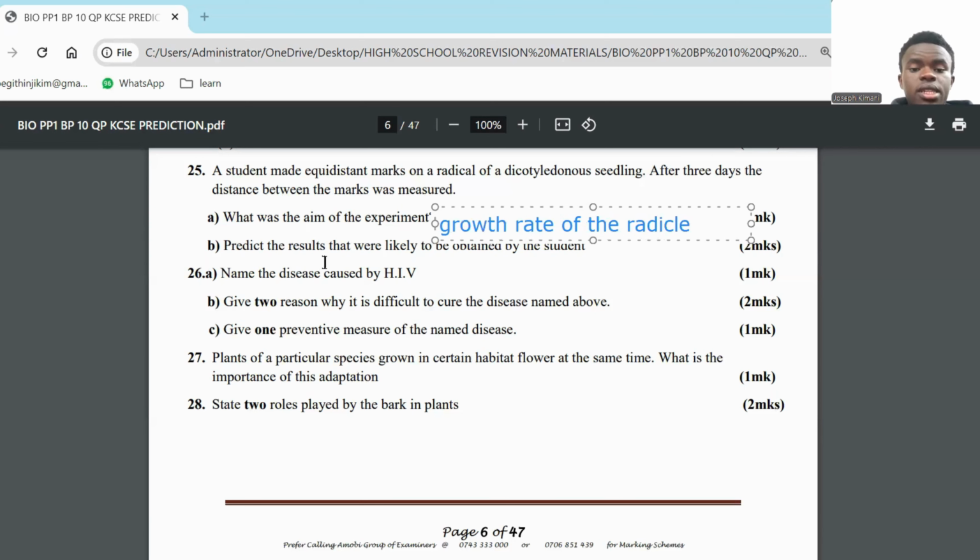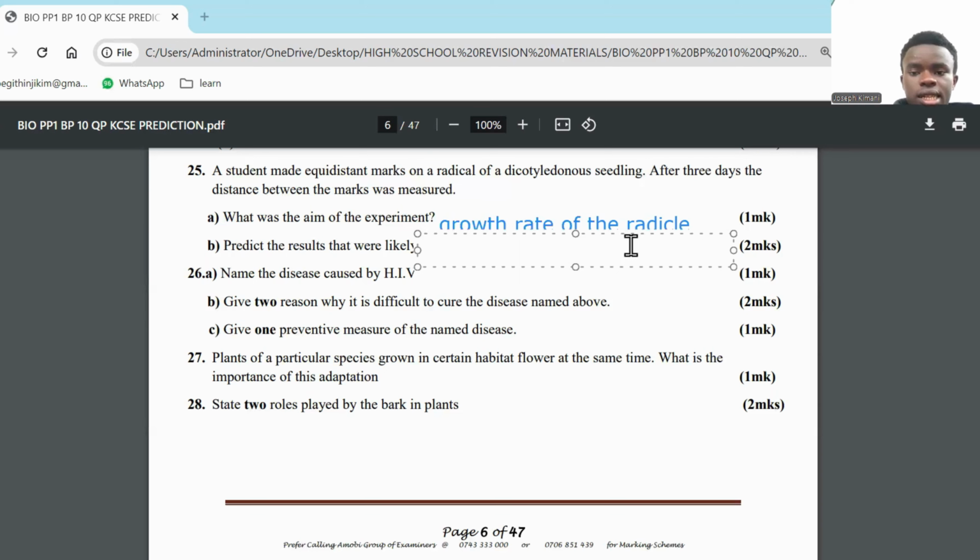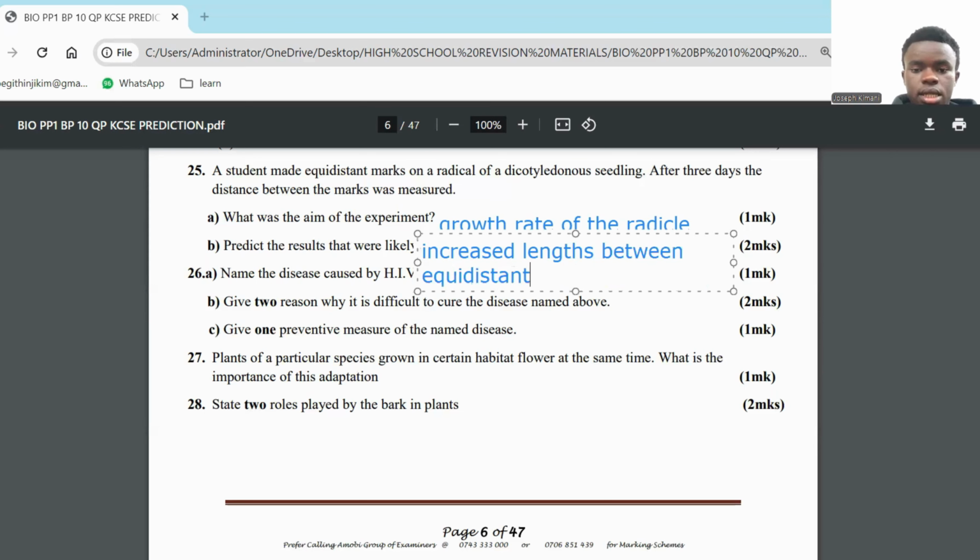And now predict the results that are likely to be obtained by the students. What results would you expect the students to get? Simple. You expect that the lengths between equidistant marks would have increased. Increased length between equidistant marks. So that's basically about it.